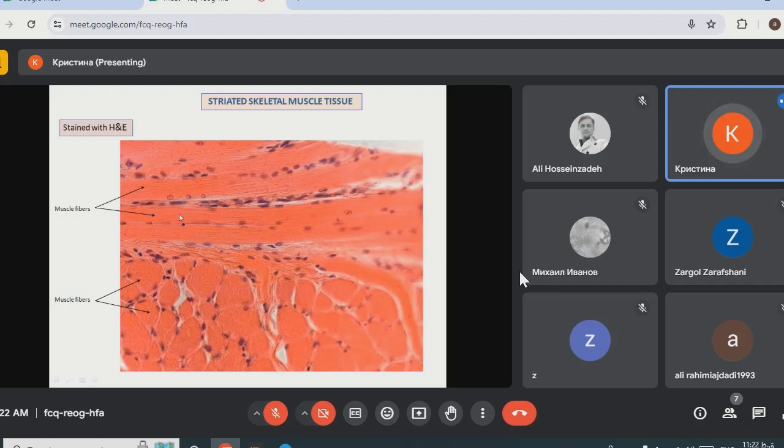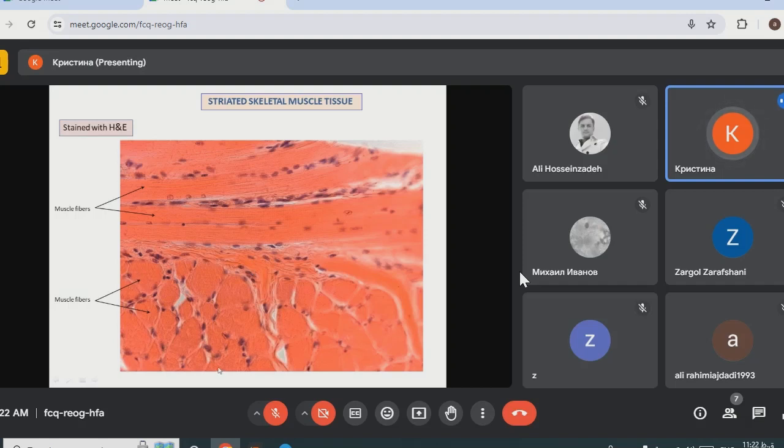The loose connective tissue between muscle fibers, very thin layers of loose connective tissue, will be called endomysium, and as you can see, the muscle fibers are combined together to form bundles of muscle fibers, and between those bundles we will have larger, thicker layers of connective tissue, which will be called perimysium.